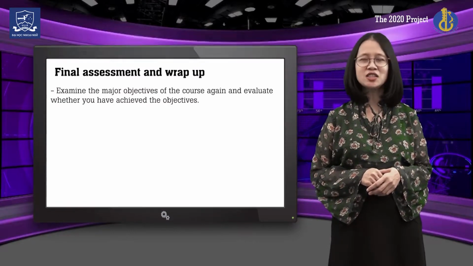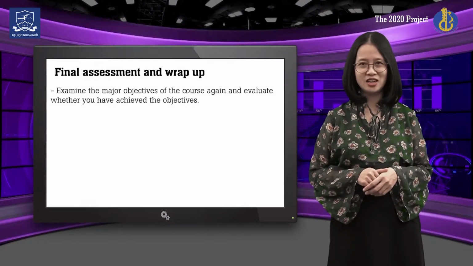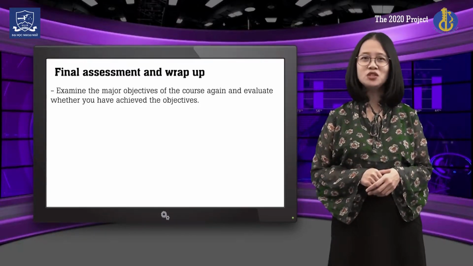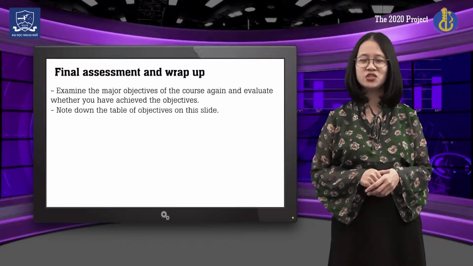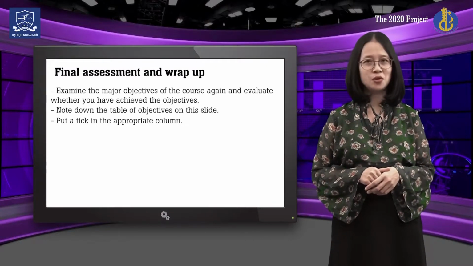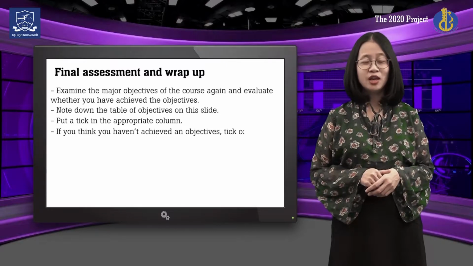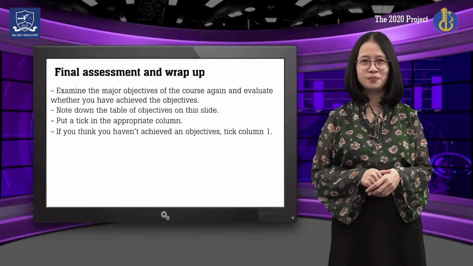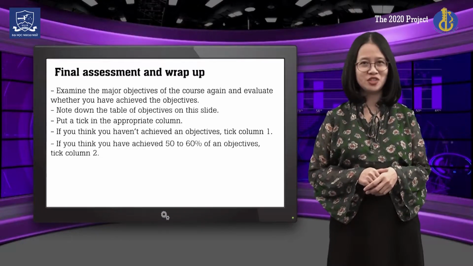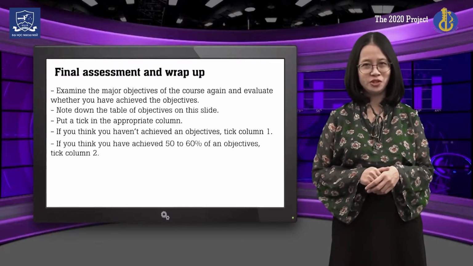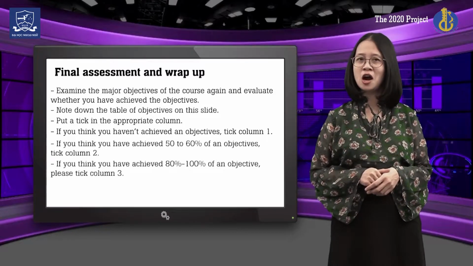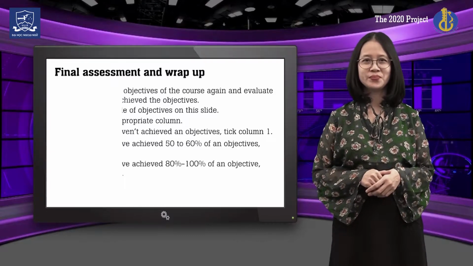Now, I'd like you to examine the major objectives of the course again and evaluate whether you have achieved the objectives. Please note down the table of objectives on this slide. I will read out the objectives and you put a tick in the appropriate column. If you think you haven't achieved an objective, tick column 1. If you think you have achieved 50 to 60% of an objective, tick column 2. And if you think you have achieved 80 to 100% of an objective, please tick column 3. Let's start.